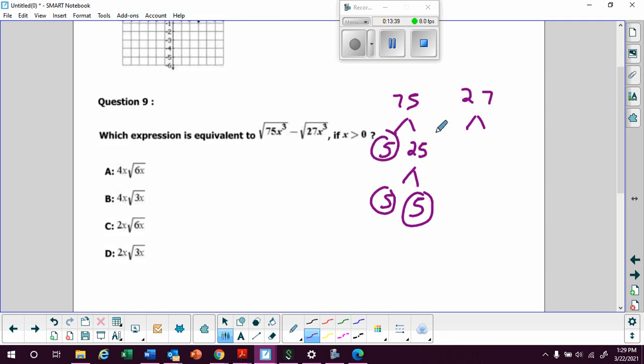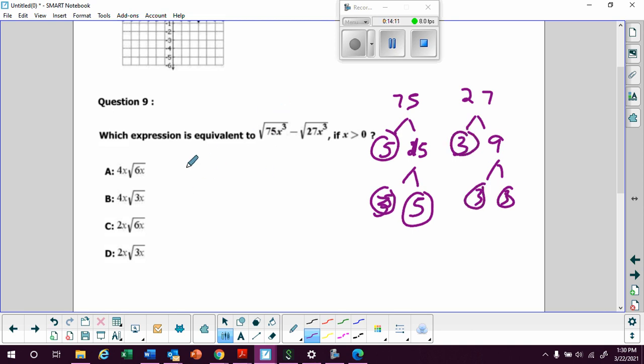5 cubed gives you 75. 5 times 5 times 5. Just to verify. Yep. Oh, no, it doesn't. 75 divided by 5 is 15. Ooh, not 15. So it would be 3 times 5. Sorry, guys. And then 27 would be 3 times 9, and then 3 and 3.